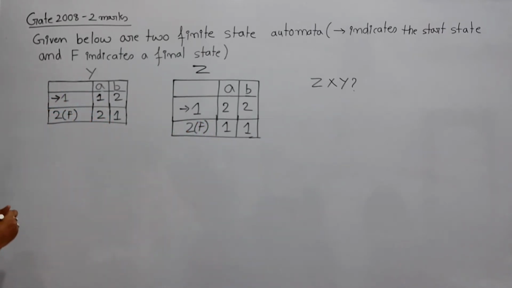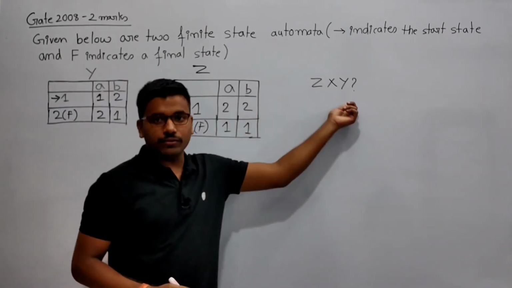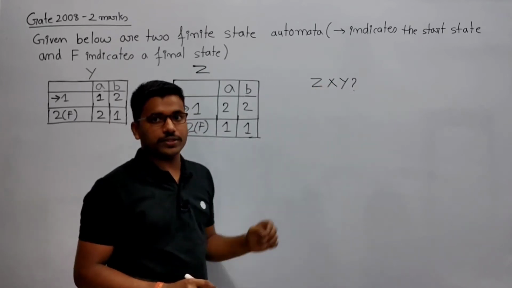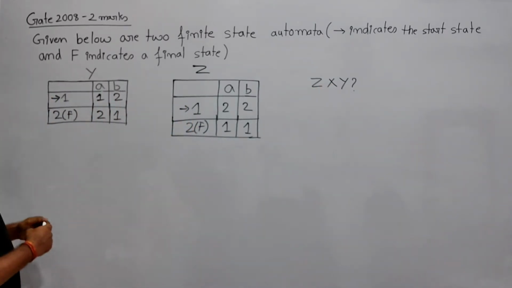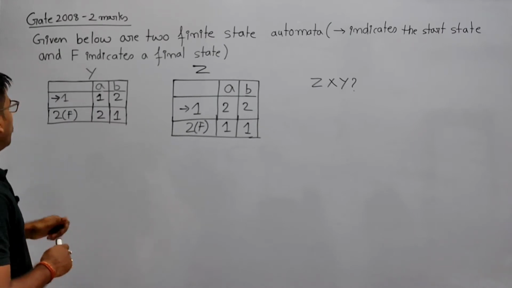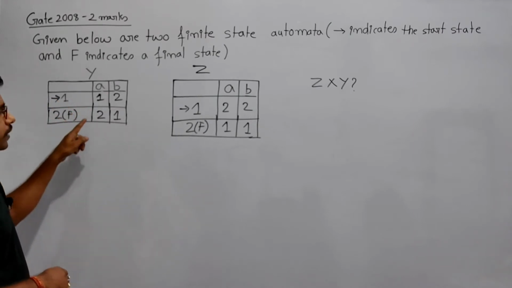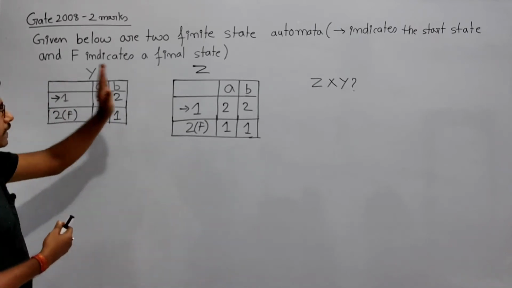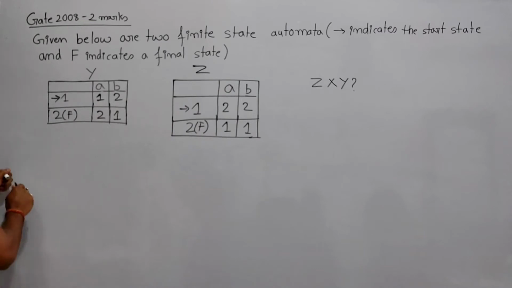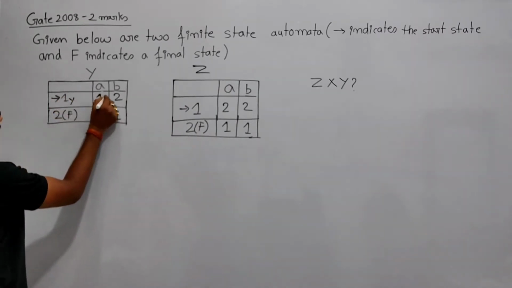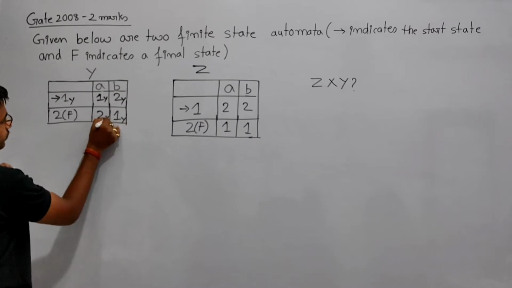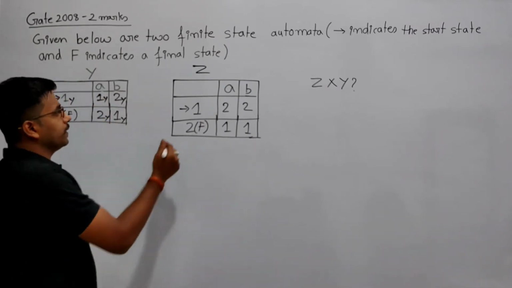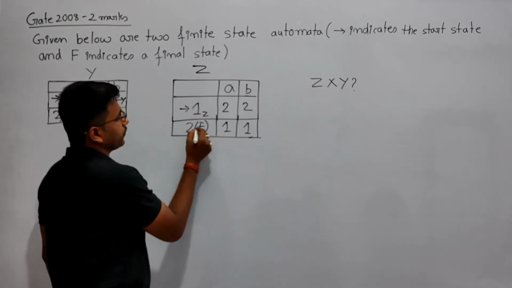Now they are asking, if you do the cross product of Z into Y, what would be the cross product of that? And they have given 4 options. So now we will do the cross product of Z into Y. Since they are using the same names, 1, 1, 1 here, 1, 2 here, and again 1, 2, just to distinguish between this one and this one, we will use the suffix Y. I will write Y here. So it will distinguish that these two are of automata Y and this is for automata Z.